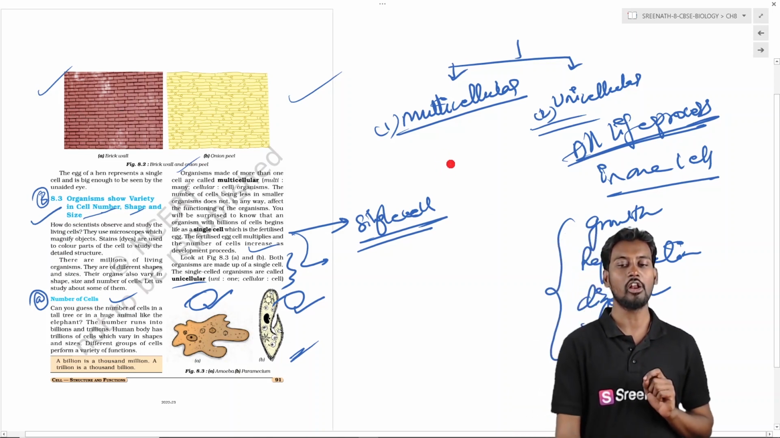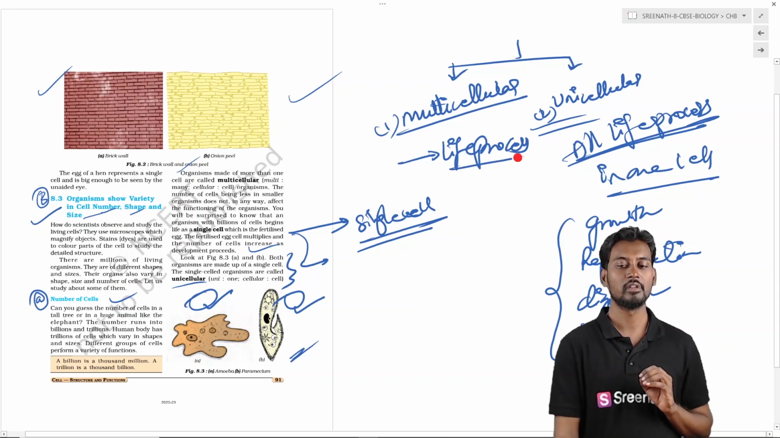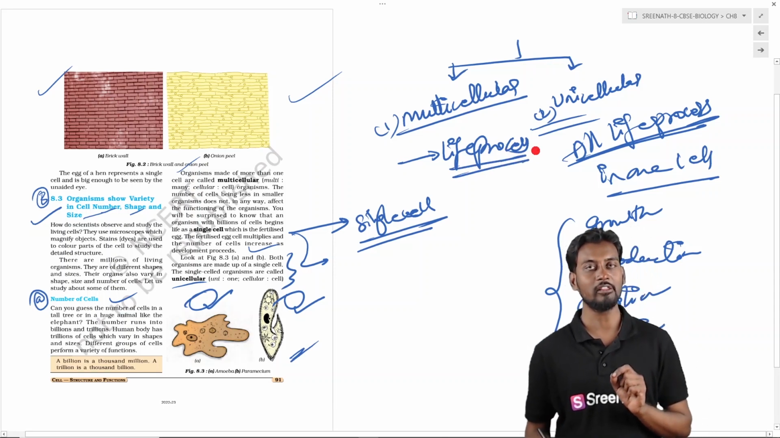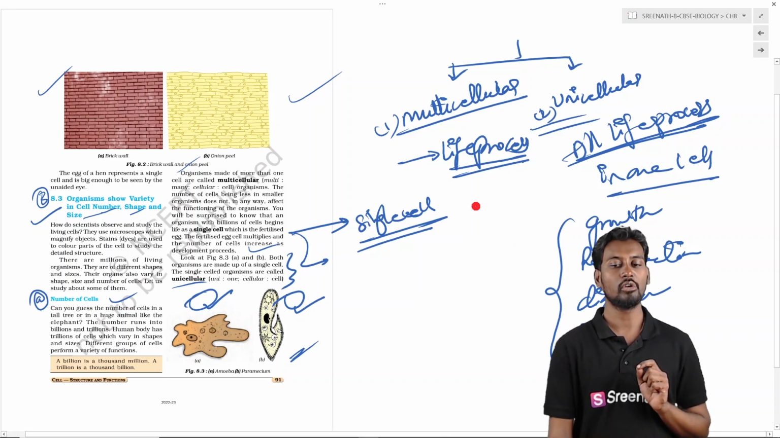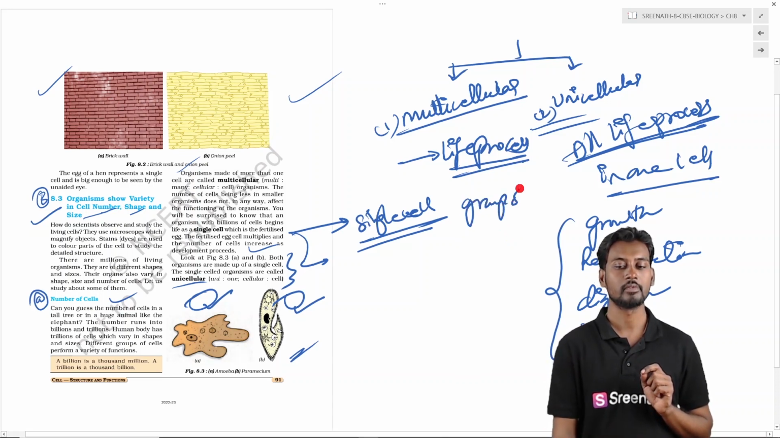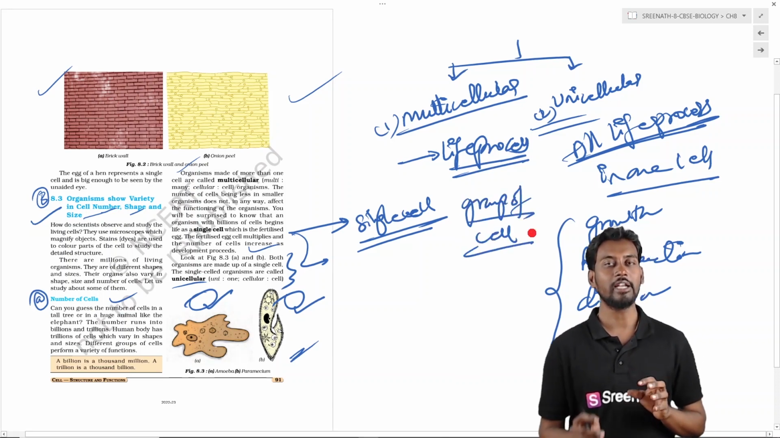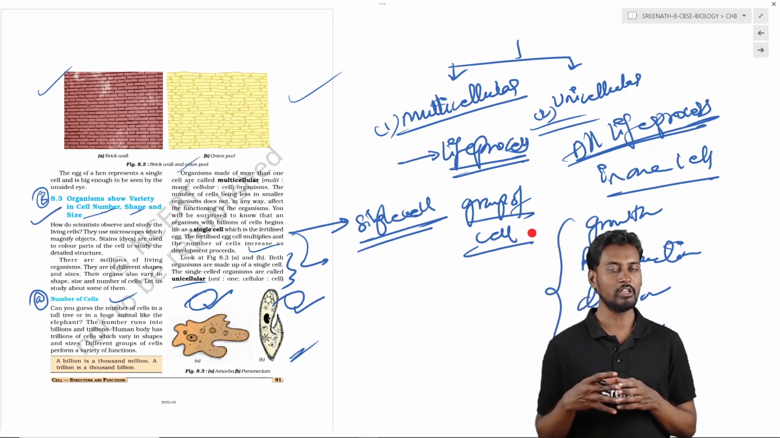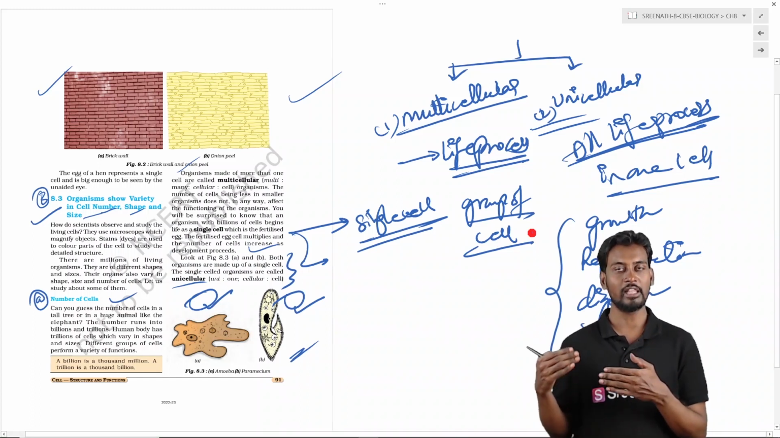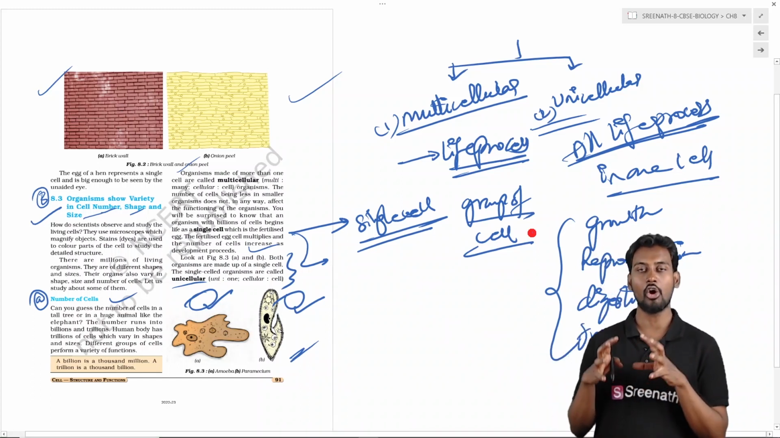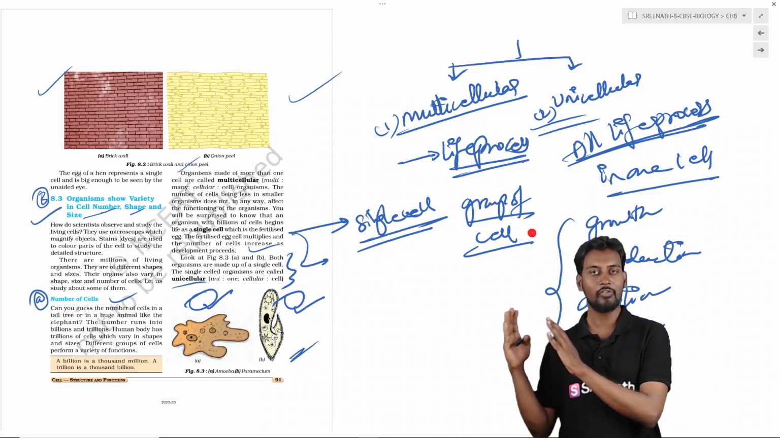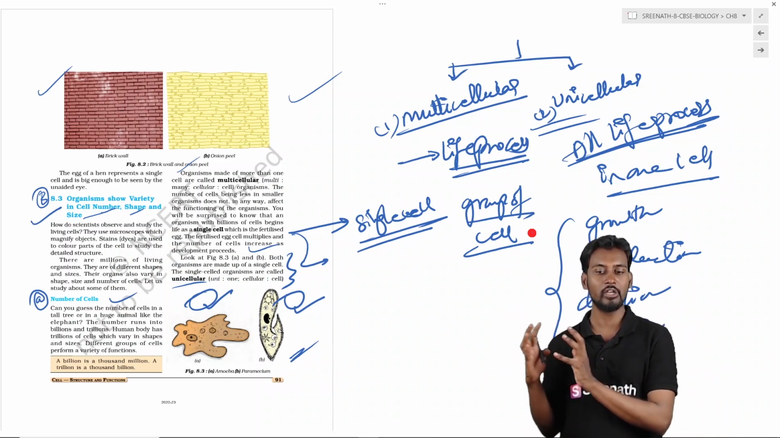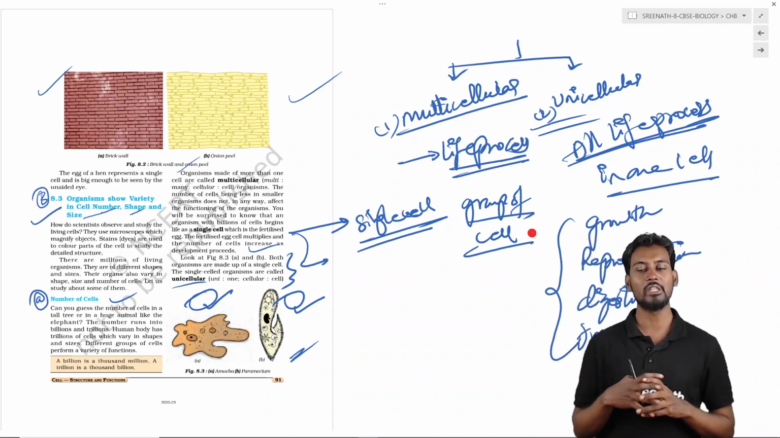But coming to the multicellular organism, all the life processes do not take place within a single cell. They take place in a group of cells, that is different tissues of the cell. So with the different groups of cells and different tissues, the life processes take place in the different cells or different groups of cells of the organism. It's about the life process.